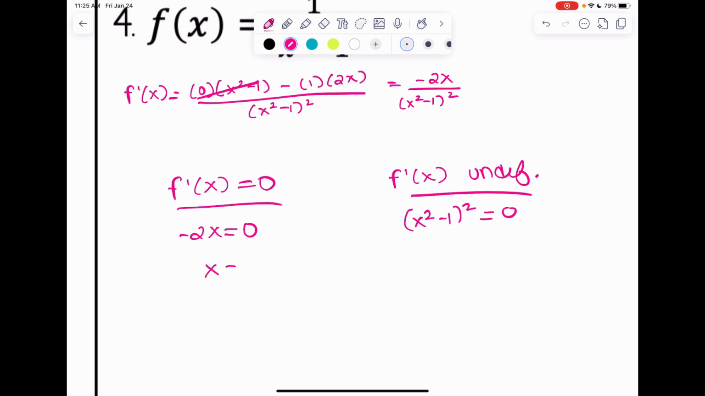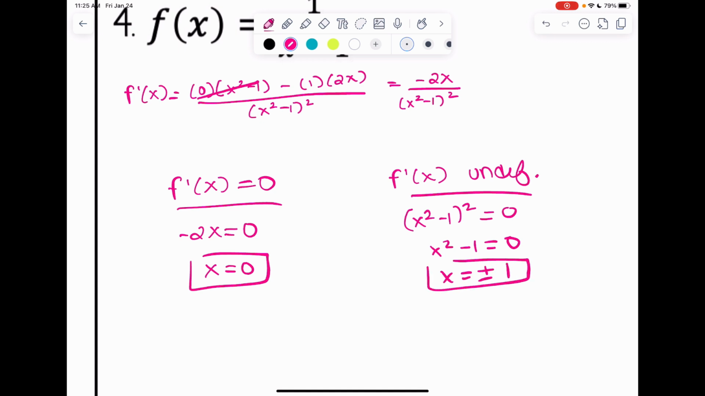and we're going to solve each one of those. Over here, I will be getting x equals 0. Over here, I'm going to get x is equal to plus or minus 1, and those are my critical numbers. So x equals 0, x equals 1, and x equals negative 1.